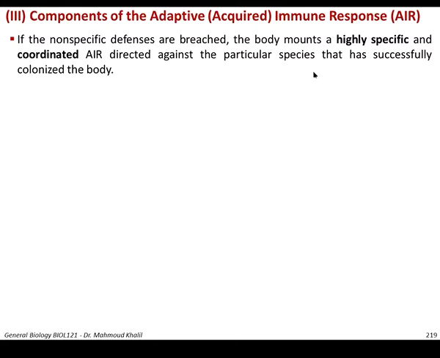Now we'll continue with the third component of the immune system, which is the adaptive or acquired immune system, AIR. This immune barrier starts to work if the non-specific defenses are breached. Once the non-specific systems are breached, the body mounts a highly specific and coordinated AIR, which is directed against the particular pathogen or species that have successfully colonized the body.